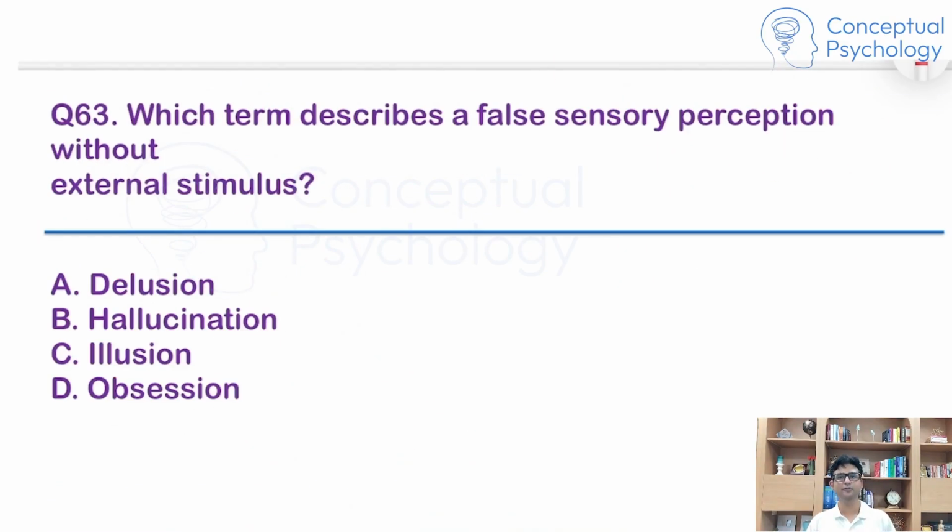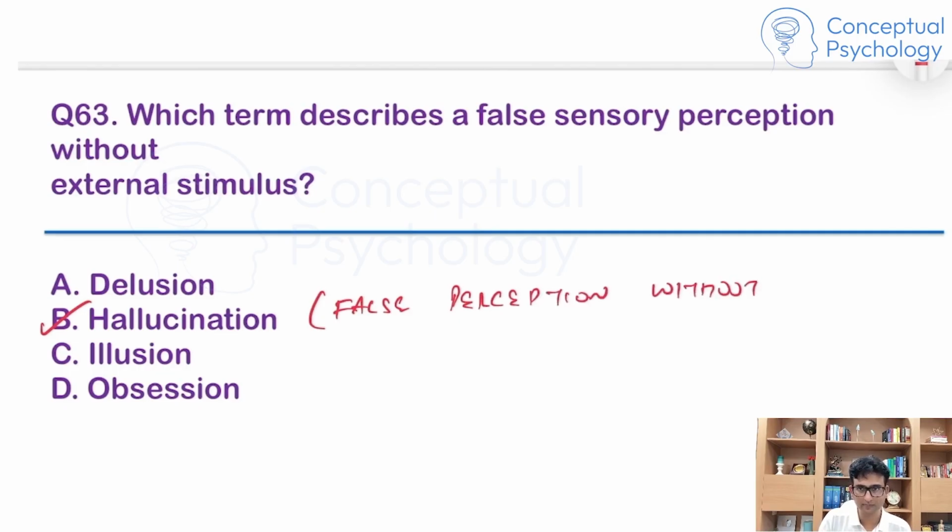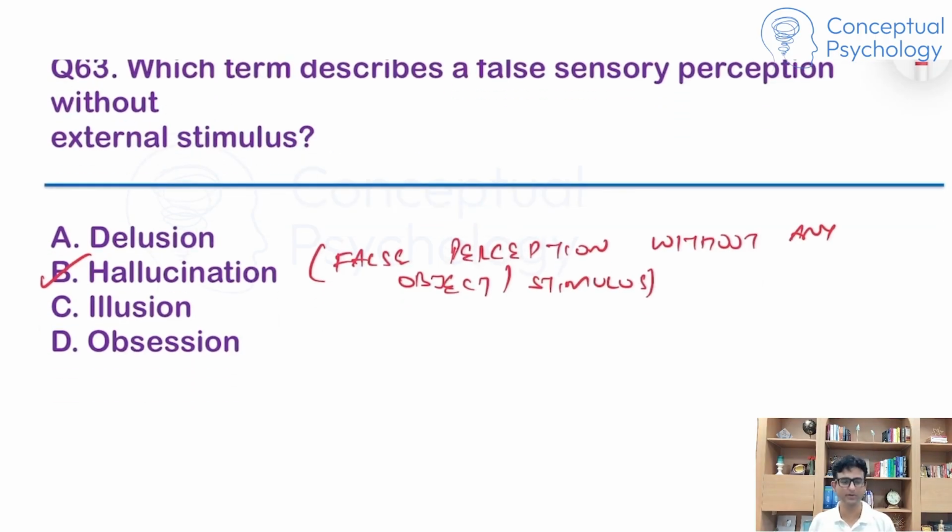Which term describes a false sensory perception without any external stimulus? So it is hallucination. The definition of hallucination is false perception without any object or stimulus. There is no stimulus, but the patient has developed the perception.